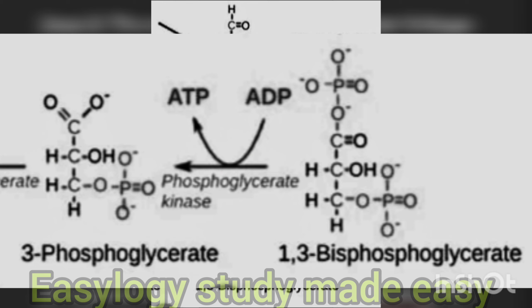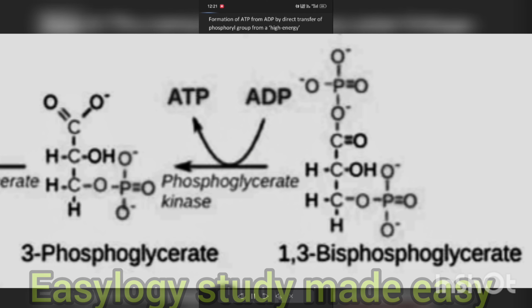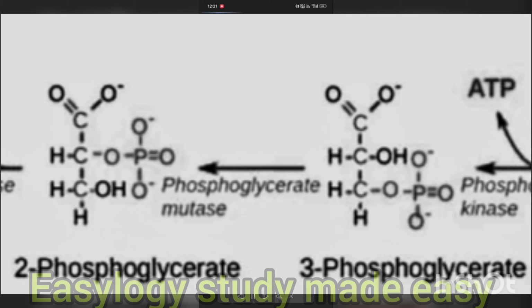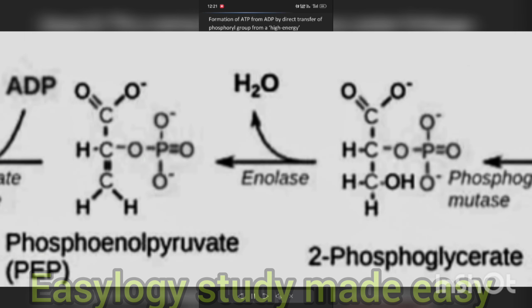Step 8. The remaining phosphate ester linkage in 3-phosphoglycerate, which has a relatively low free energy of hydrolysis, is moved from carbon 3 to carbon 2 to form 2-phosphoglycerate. Step 9. The removal of water from 2-phosphoglycerate creates a high-energy enol phosphate linkage. The enzyme catalyzing this step, enolase, is inhibited by fluoride.